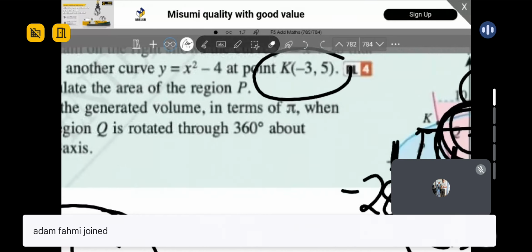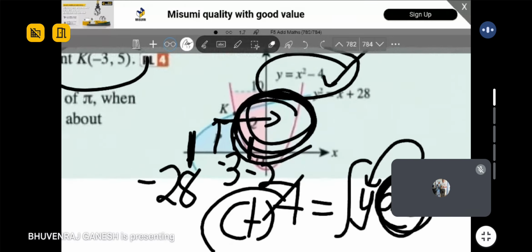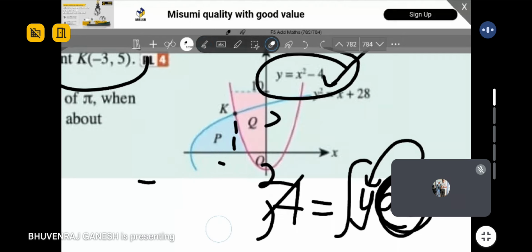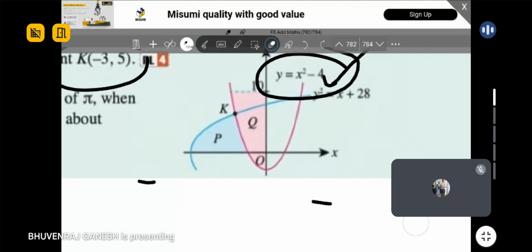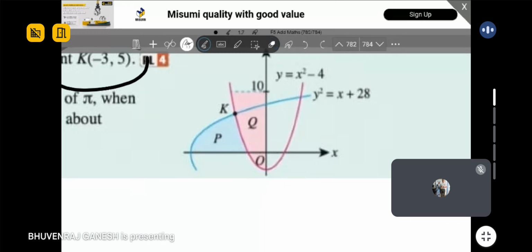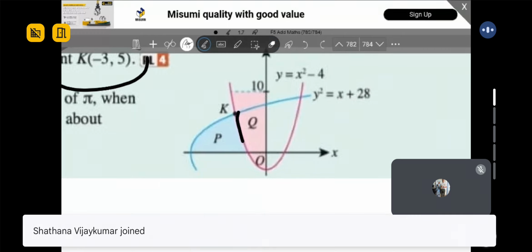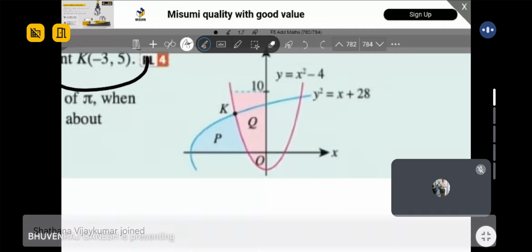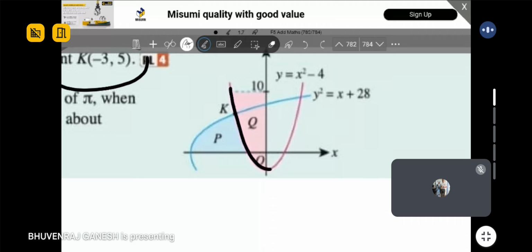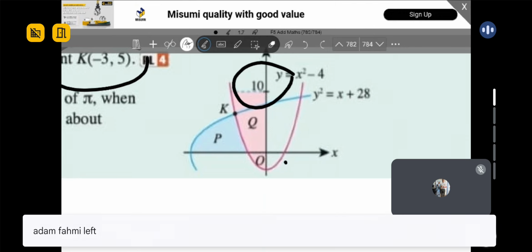Okay. All right. So for question B, they ask you to find the volume for region Q. Okay. They want to rotate it on the y-axis. Okay. So y-axis very easy. You see over here, this is the region Q. Region Q is this whole thing. So if you want to rotate on the y-axis, means that the upper limit is 10. Had atas 10. Had bawah.